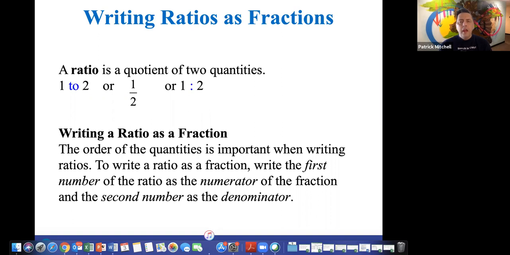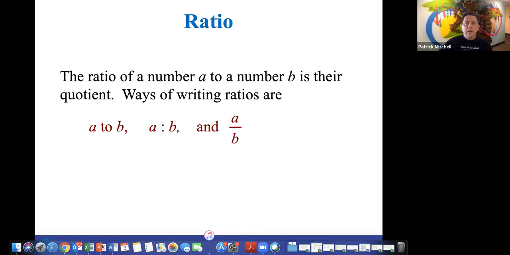So to write a ratio as a fraction, just remember that the order of the quantities is important when writing ratios. To write a ratio as a fraction, write the first number of the ratio as the numerator and the second number as the denominator. All right, so here is the official definition of a ratio, written in terms of the alphabet, just like you saw in the last slide.